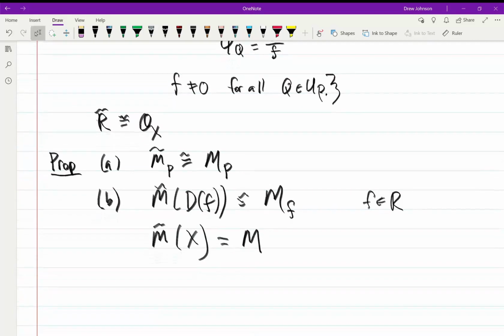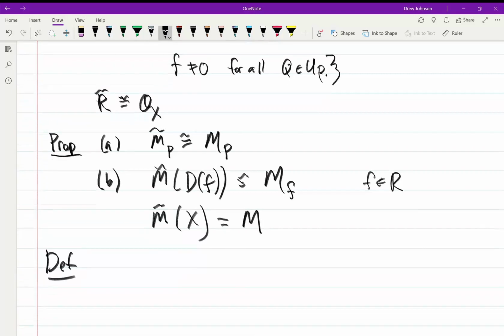Now, it's not true that every O_X module is of this form. It's not every O_X module on an affine scheme that is of the form M tilde for some M. There's an example in the notes. It's not too hard, but it's not very important, I don't think. So I'm just going to skip that for now, but you should look it up if you're interested. Let's go on to the next definition.